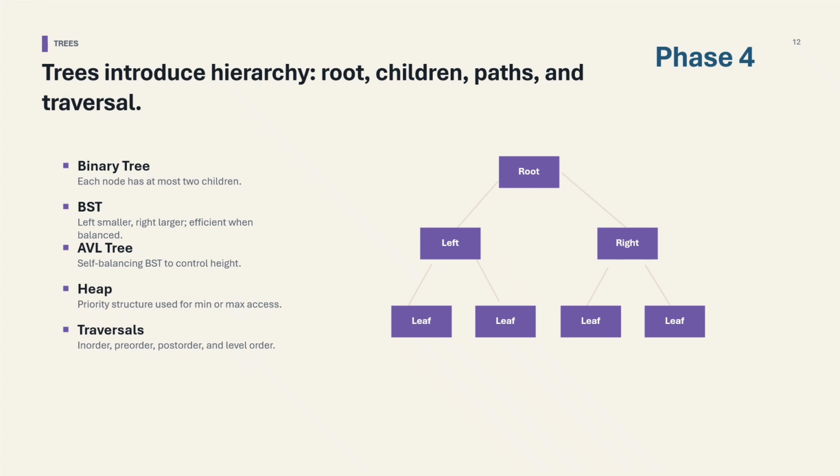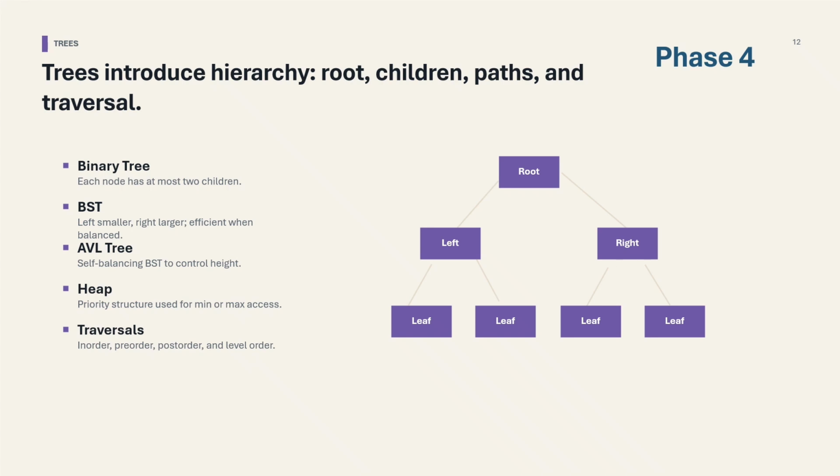It has nodes and the top node is called the root. Each node can have child nodes. Start with binary trees. A binary tree is a tree where each node has at most two children. Then learn binary search trees, also called BST. In a BST, the left child contains smaller values and the right child contains larger values. This makes searching efficient if the tree is balanced.